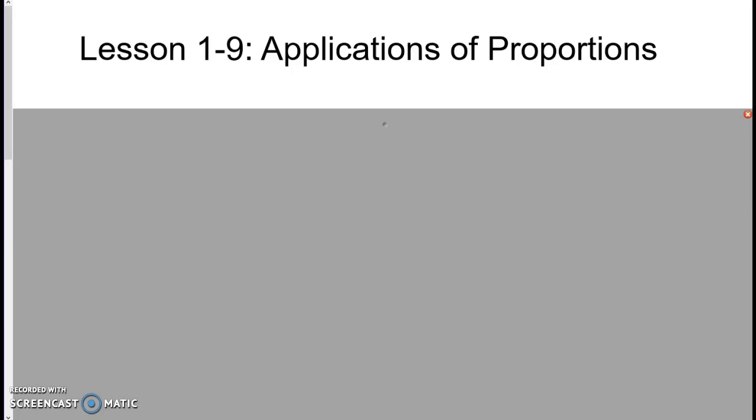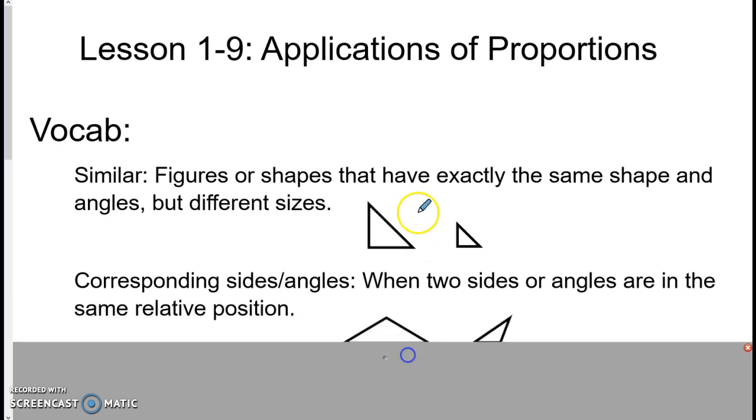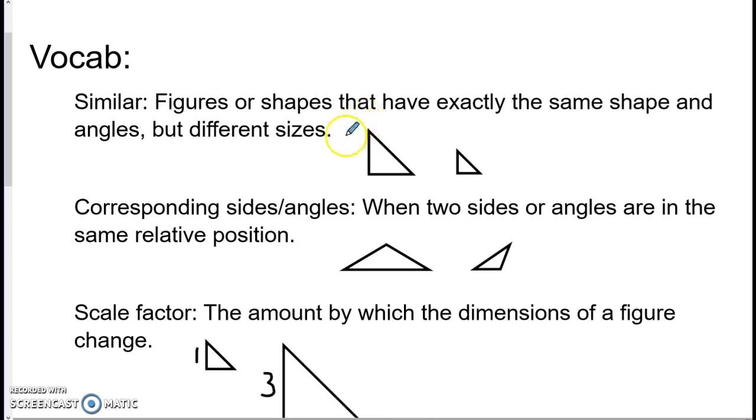Lesson 1-4, Applications of Proportions. Our vocab for this lesson is all about geometric figures.